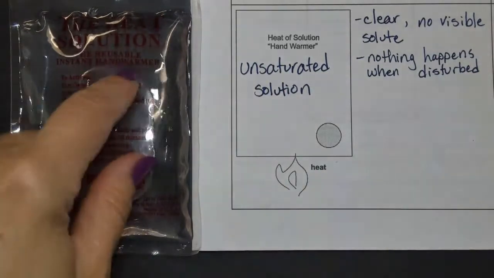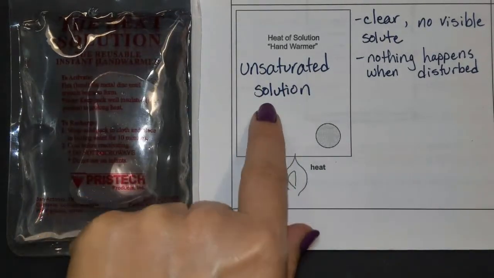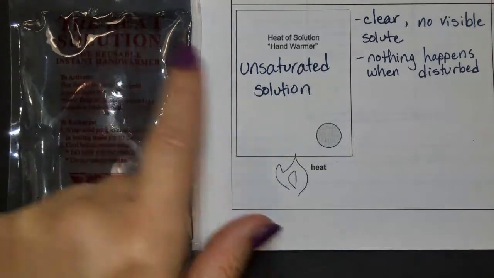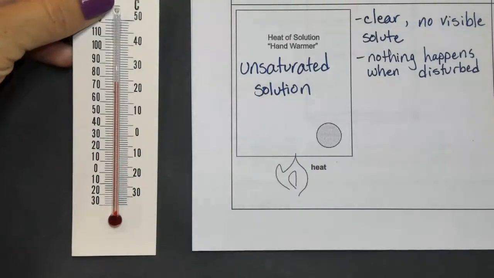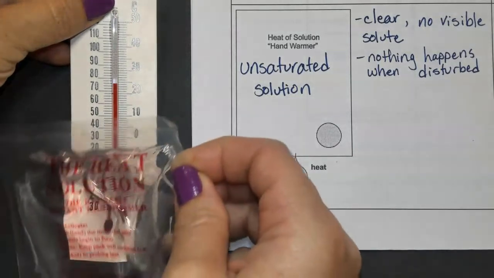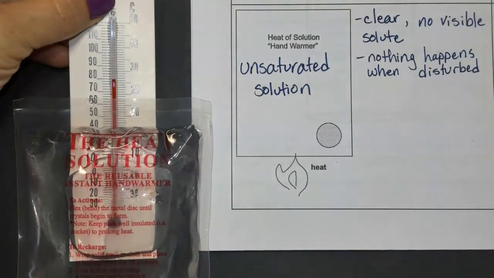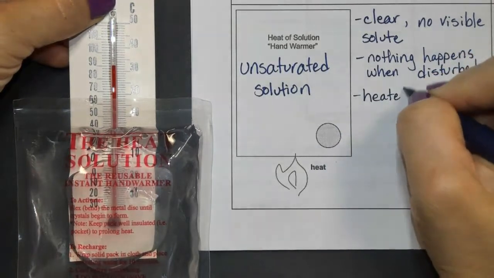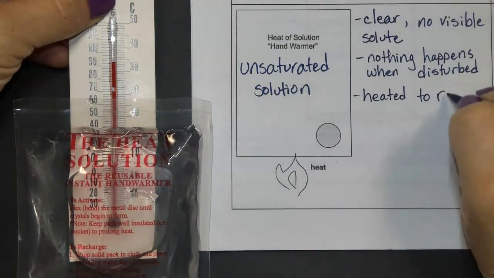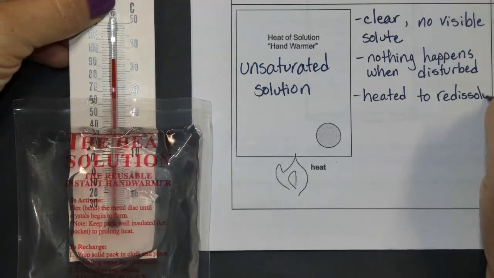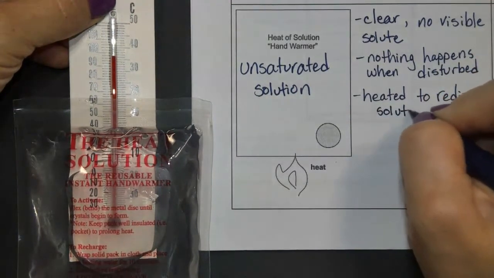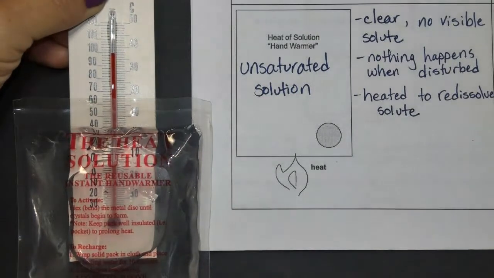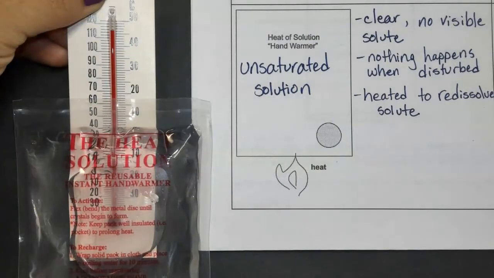However, because this is so warm still right now, I could probably even open it up and dissolve more, but we're not going to open it, obviously. So let's see what temperature this currently is at, because we know that heat was used to redissolve all of that solid. So I'll kind of jot that down here. Heated to redissolve solute. And you'll notice the temperature is rising pretty high there, and we can say it stopped at about 116.